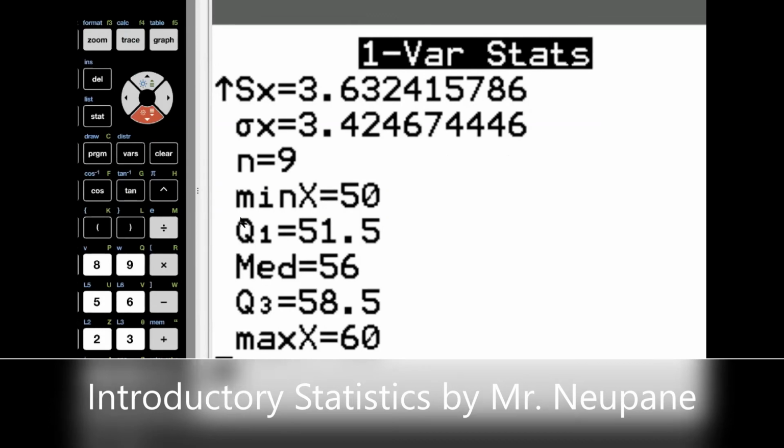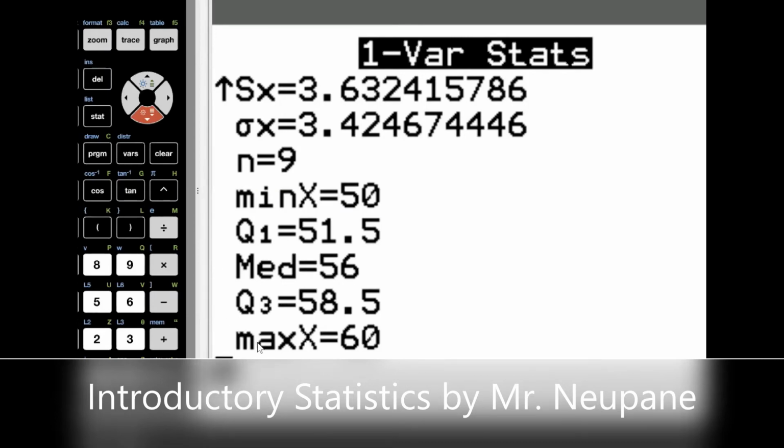Also, it will give you the minimum value and the maximum value. In fact, these five numbers here, minimum, Q1, median, Q3, and maximum, are very important. Sometimes we call these numbers the five-number summary.